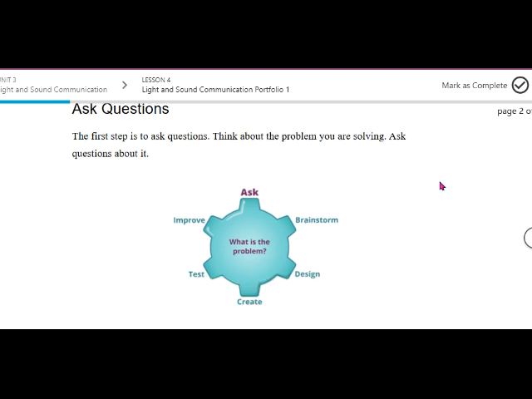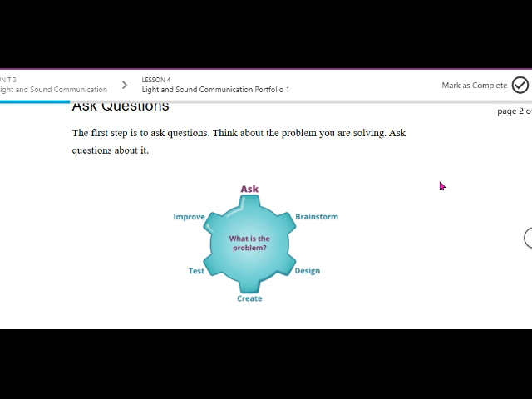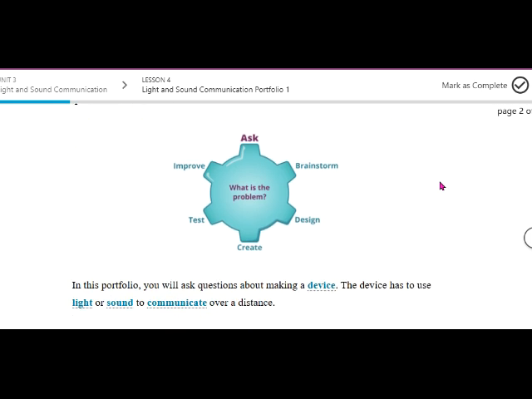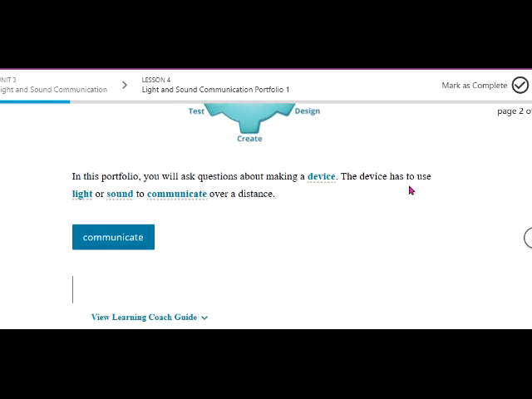The first step is to ask questions. Think about the problem you are solving and ask questions about it. In this portfolio, you will ask questions about making a device. The device has to use light or sound to communicate over a distance.